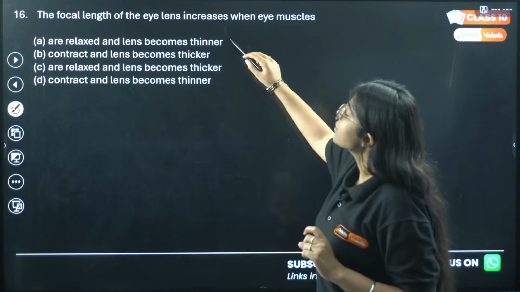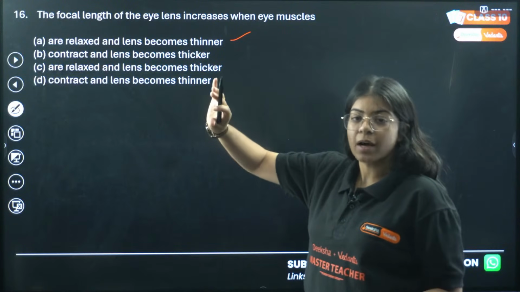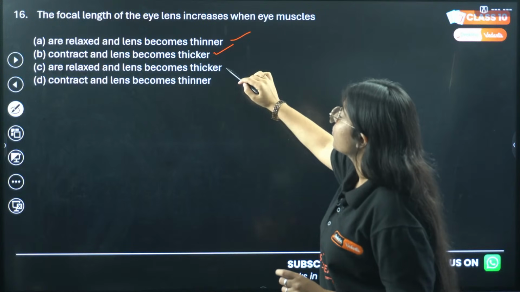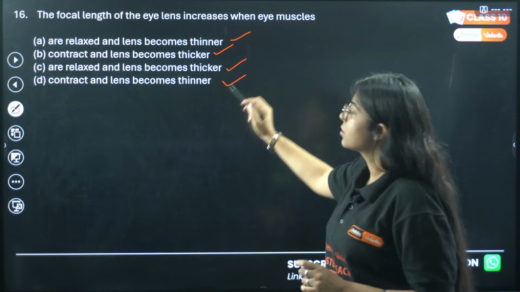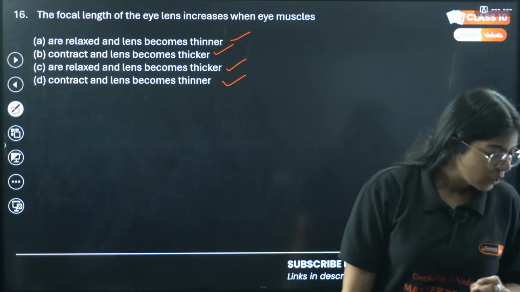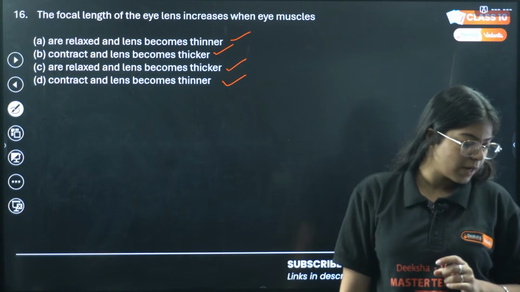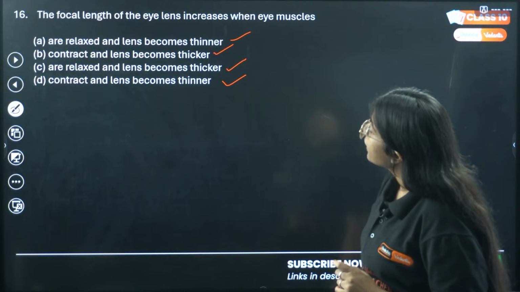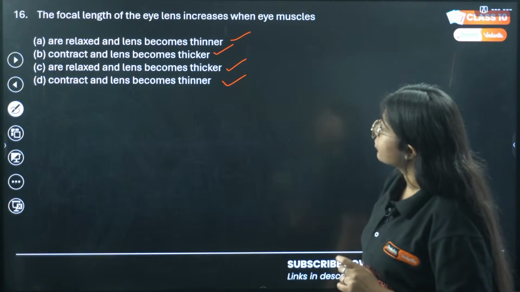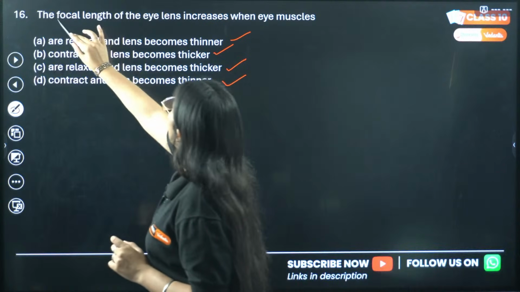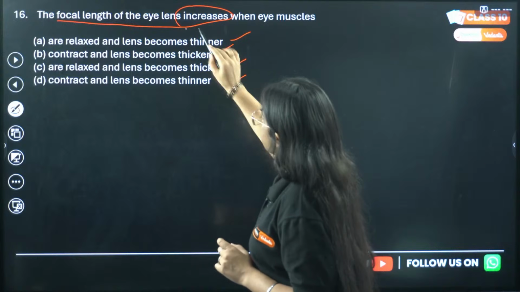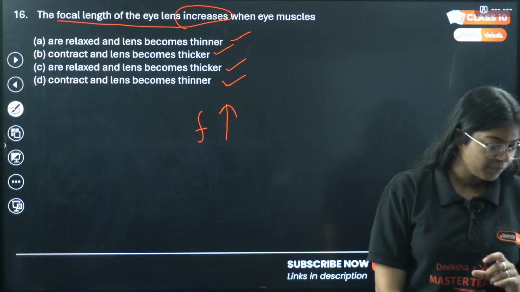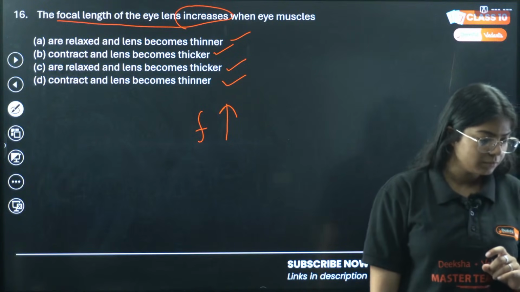Option A is muscles are relaxed and lens becomes thinner. Muscles contract and lens becomes thicker. Muscles are relaxed, lens becomes thicker. Contract, lens becomes thinner. Which option is correct? Radhe is saying B. Contract and lens becomes thinner. Carefully, focal length of the eye lens increases. Focal length is increasing. When does focal length increase? Piyush is also saying B.